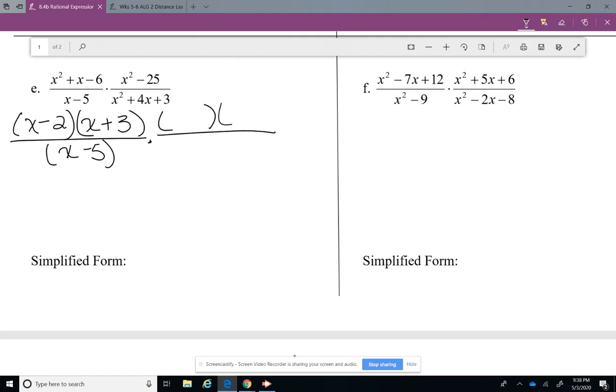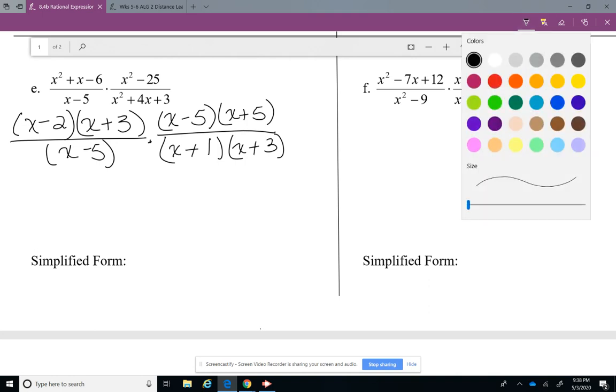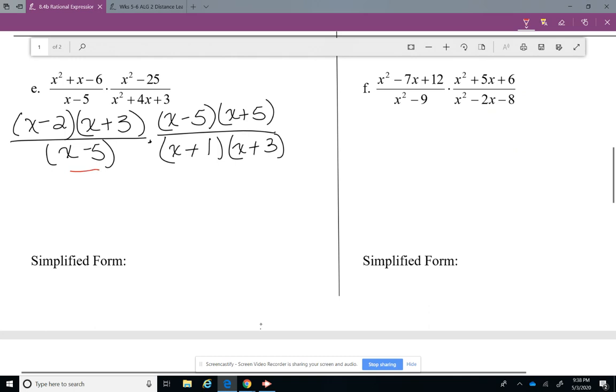Times, this is a special case, x times x, and then a minus 5 and a plus 5. All right, and then for the denominator, we have x and x. There's only two numbers that when multiplied give me 3, and they're both going to be positive because I want them to make 4 when I add them. Now if you look at all of your denominators, you would set those equal to 0.